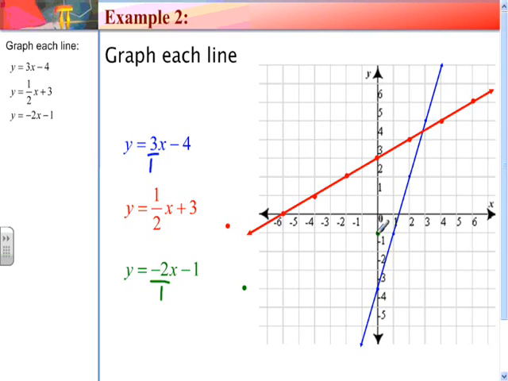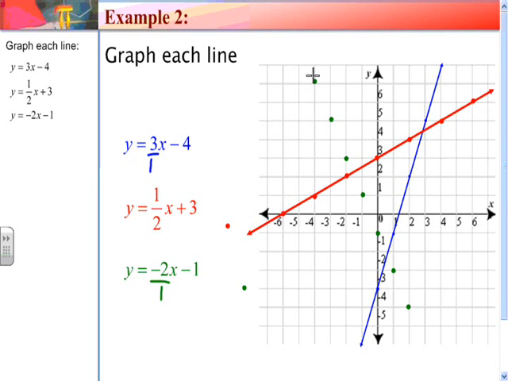So that means this time, instead of going up 1/2, I'm going to go down 1/2. And when you're going over, you're always going to the right. So down 1, right 2, down 1, right 2. Now we have to kind of go in the opposite direction. So up 1, back 2. I know that a negative slope is always going to be falling from left to right. So I'm going to use that as a check to make sure that my slope looks correct.